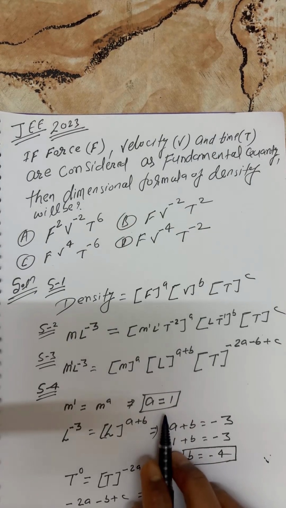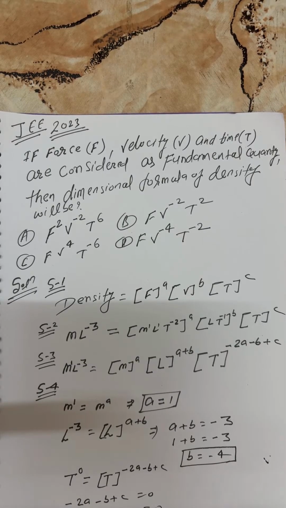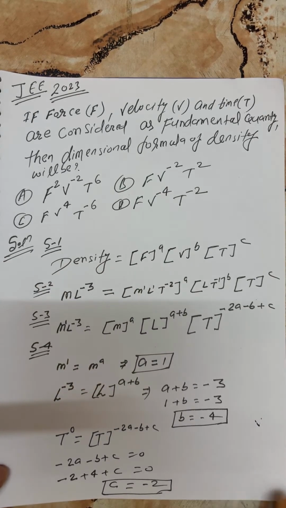Here a we already found, a is equal to 1, b is equal to minus 4. So minus 2 only, and for b, minus minus plus 4, plus c is equal to 0. So plus 4 minus 2 plus 2. So you can write over here c is equal to minus 2.